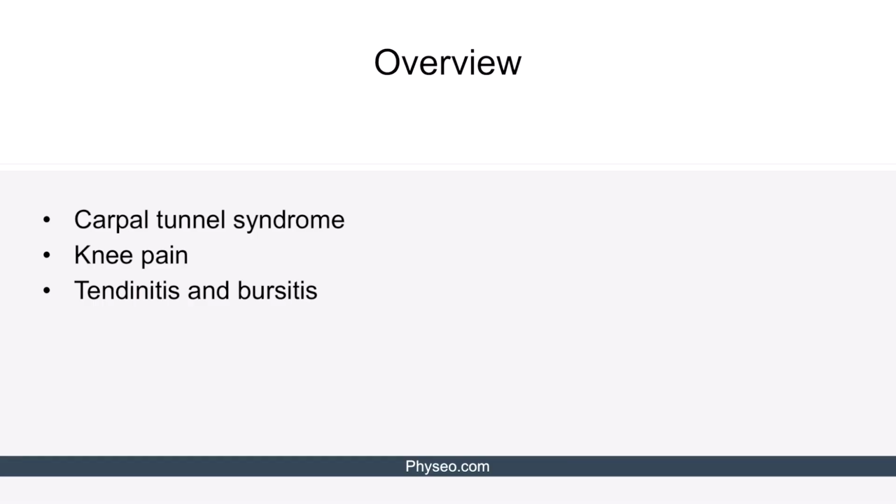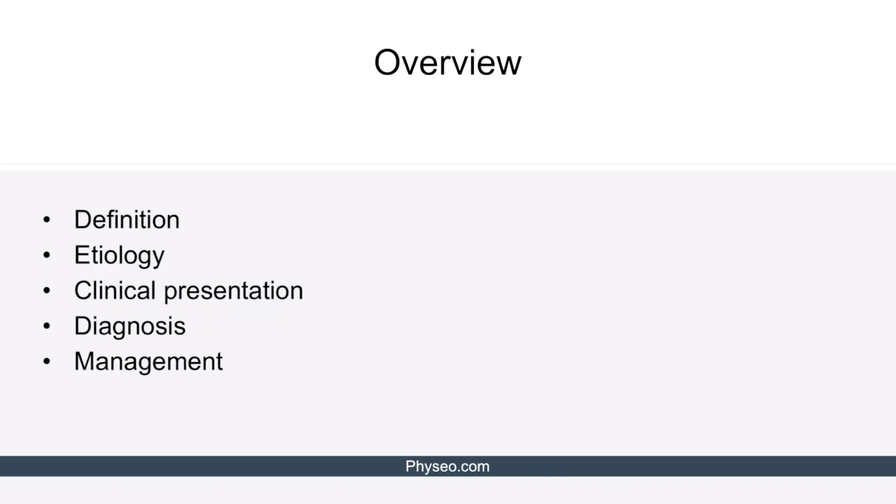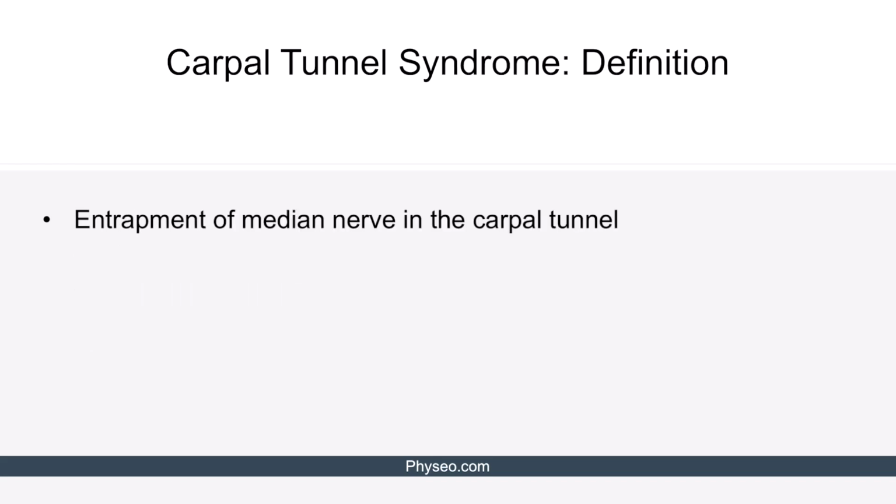Let's begin. In this lecture, we will discuss carpal tunnel syndrome, knee pain, tendinitis, and bursitis. Here's an overview slide of the topics we're going to discuss for carpal tunnel syndrome. Carpal tunnel syndrome is an entrapment of the median nerve in the carpal tunnel.